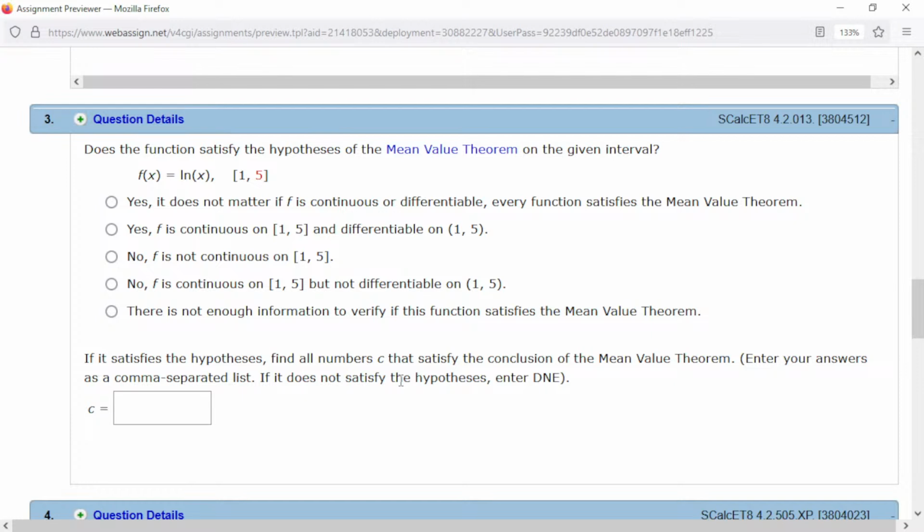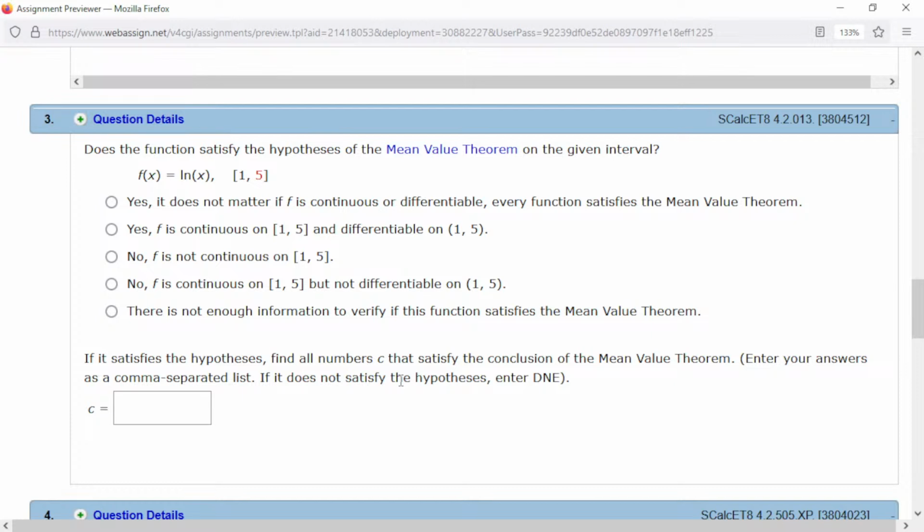It says, does this function satisfy the hypothesis of the mean value theorem? Let me remind you what those hypotheses are. Number one, you want to make sure that your function is continuous, because if it's not continuous, you could easily thwart the mean value theorem. The mean value theorem says that somewhere between 1 and 5, there will be a point where the slope of this function is the same as the average slope. But if you have a discontinuity, then you could not have that be the case. So continuous is number one. Number two, differentiable. It means that the slope doesn't come to a point in between 1 and 5. And then that's pretty much it.